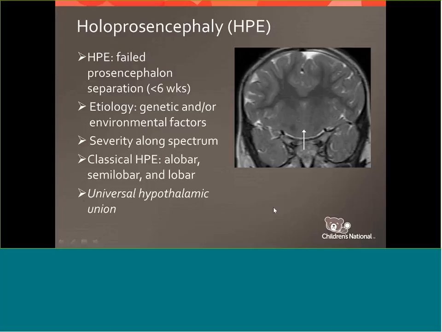There seems to be a central-peripheral gradient that emanates from this area. So the basal forebrain in this area will be most likely to be involved. And as you move dorsally, laterally, and posteriorly, there's less involvement in the brain, depending on the insult.